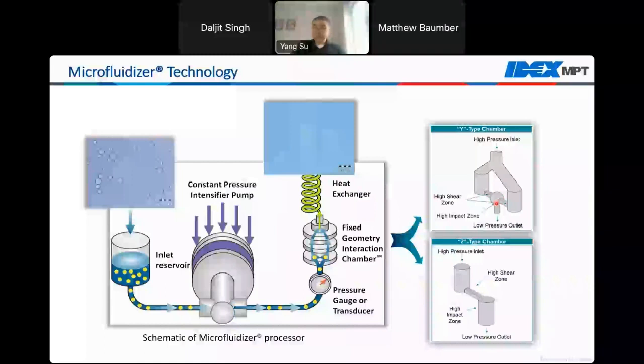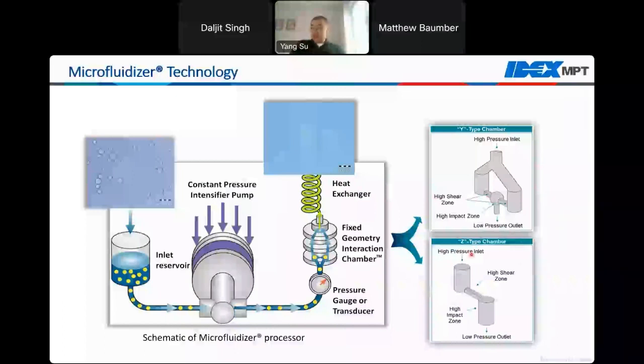the channel. So this design is more suitable for dispersing liquid-liquid samples, which includes nanoemulsions, liposomes, lipid nanoparticles, and polymer nanoparticles, etc.